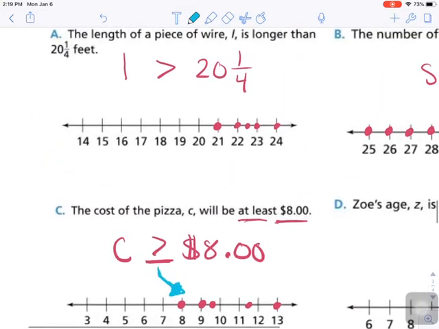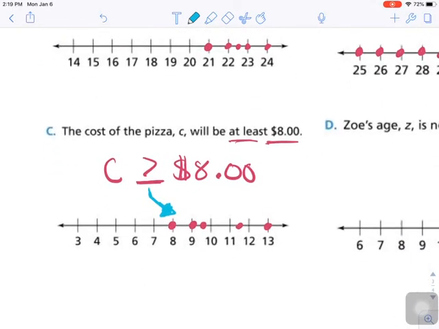So before, up here, our 20 1/4 was not a solution because it had to be longer than 20 1/4. It could be 20 1/2, 20 2/4, but it had to be longer than 20 1/4. Whereas in this case, we're saying it could be at least 8, so 8 could be a solution.